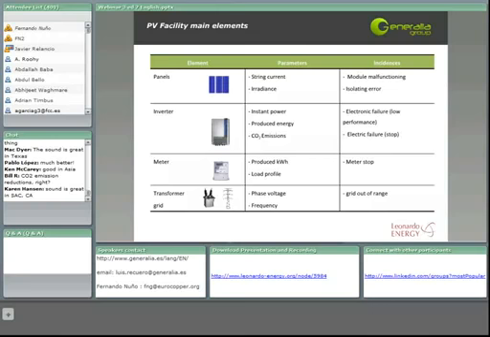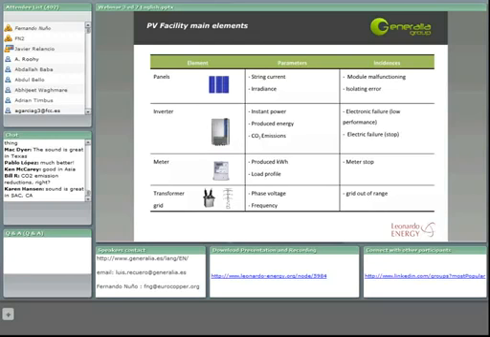In the meter, we have to control the produced kilowatt hours and the load profile. The only incidence that may happen in the meter is the meter stop, which would also mean the stop of the whole PV facility. So this is why both these elements might be drastically supervised by our monitoring system. Anyway, different elements to be monitored would be the panels and the transformer.